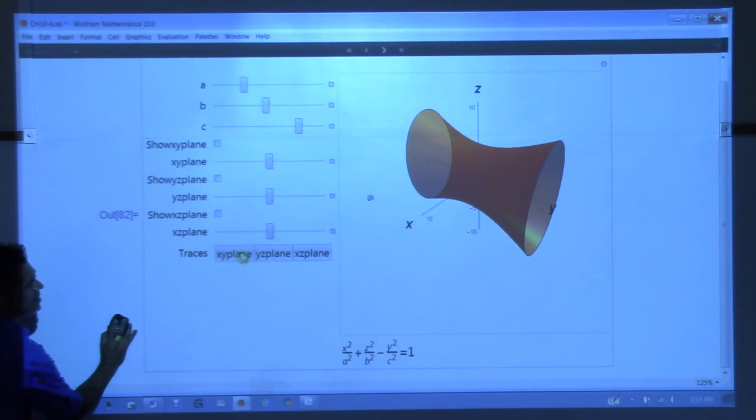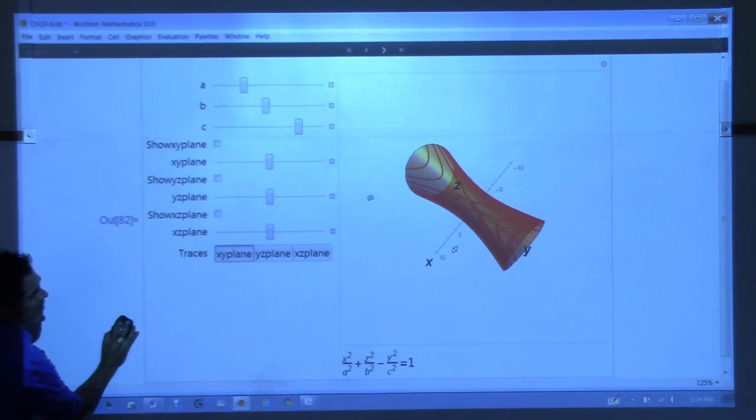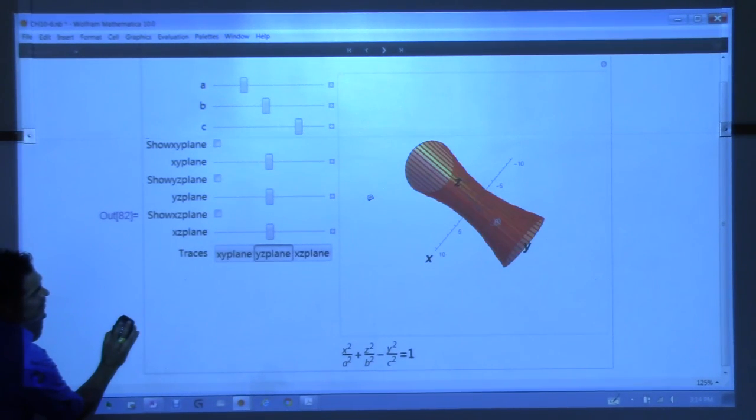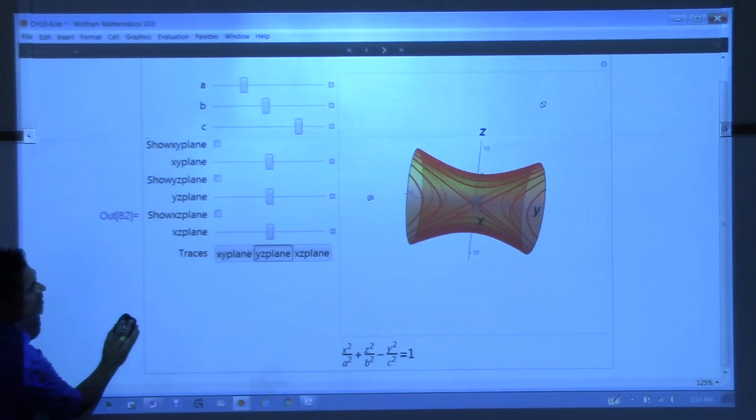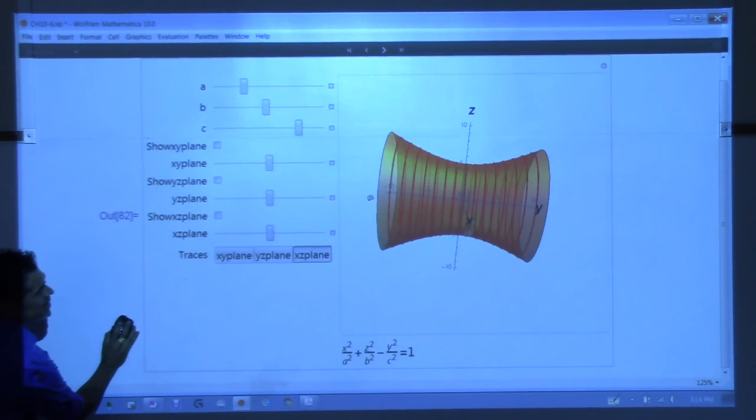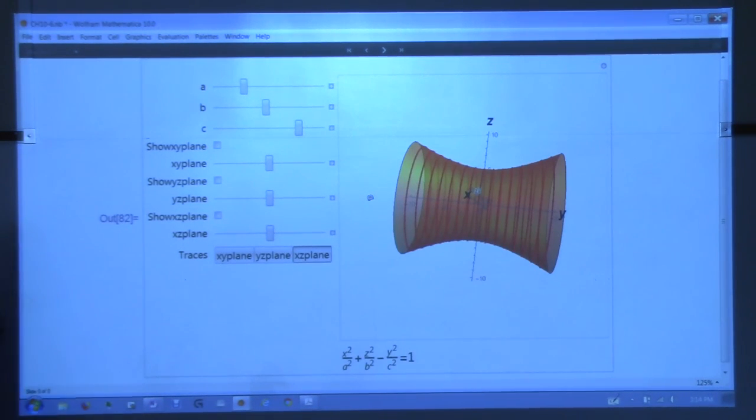Should we look at traces? What are those? Those are hyperbolas, right? And then this, hyperbolas again. And this, let's see, ellipse. So we have hyperbolas and ellipses as our traces here.